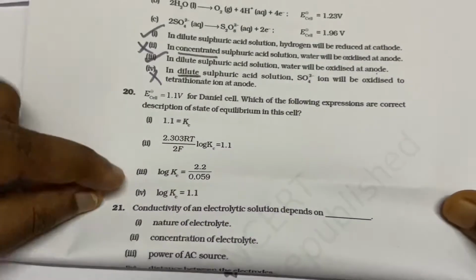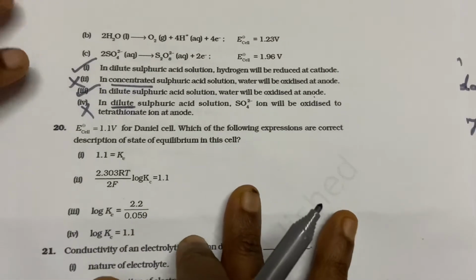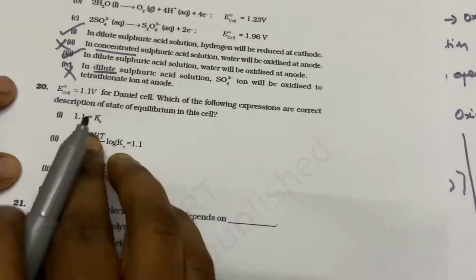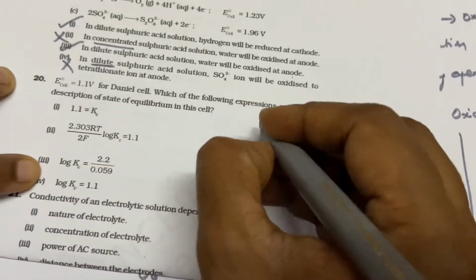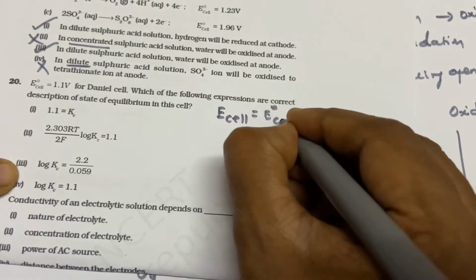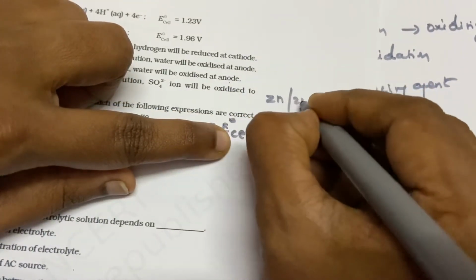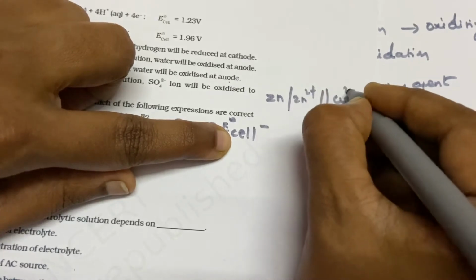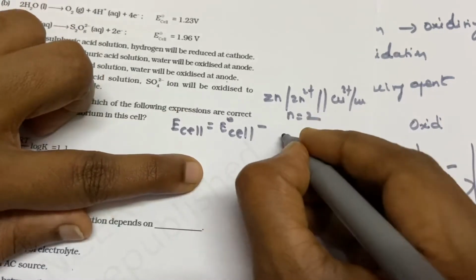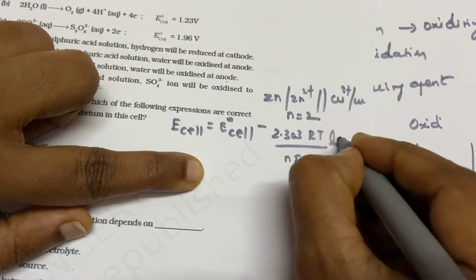Now, the EMF of the Daniell cell is 1.1 volt. Which of the following expressions are correct, describing the state of equilibrium in the solution? First of all, write the Nernst equation: E cell is equal to E naught cell minus 2.303 RT divided by nF log Q. For the galvanic cell, the zinc copper couple, how many electrons are involved? Here n is equal to 2.